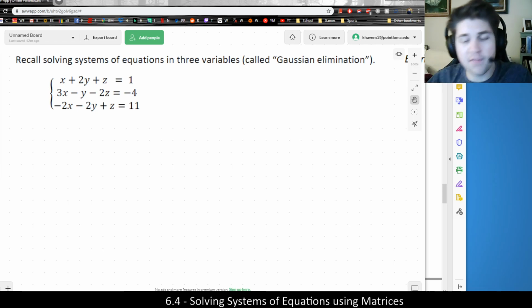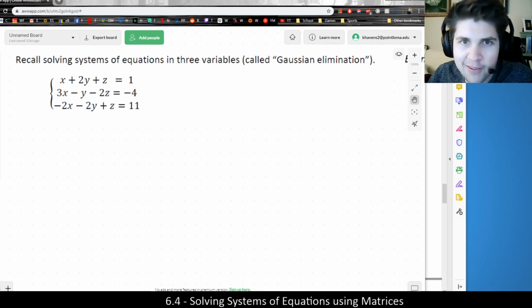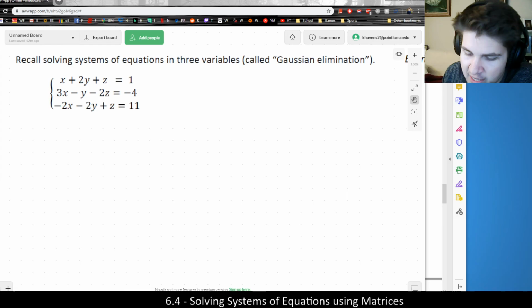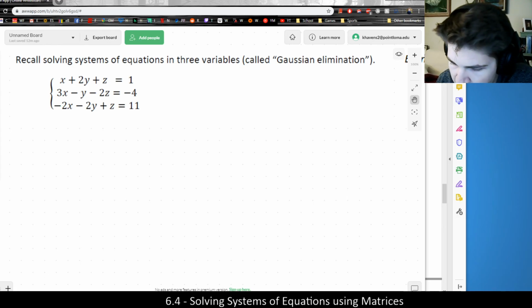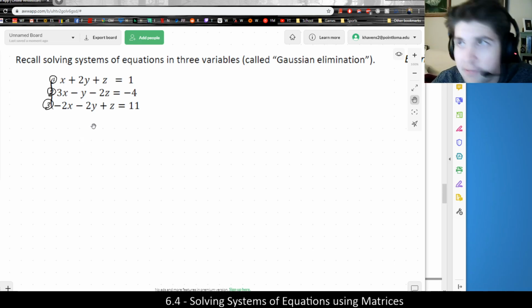So let's go ahead and solve this system of equations the normal way, which is often referred to as Gaussian elimination, basically using elimination to solve the system. Let's call these equations 1, 2, and 3 in the example from the packet. And we'll add them together in some combination in order to eliminate the variables.